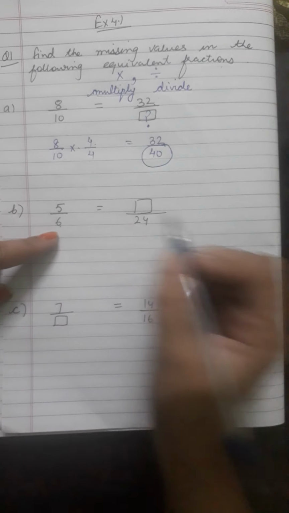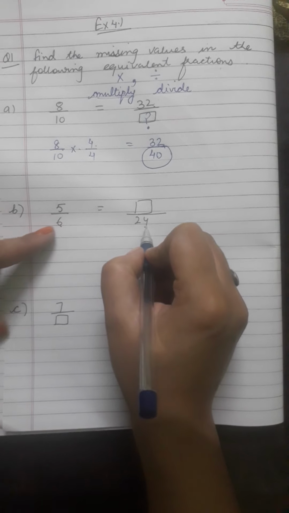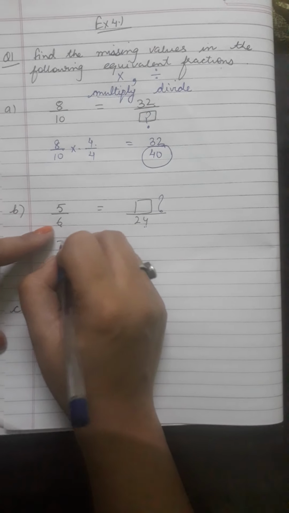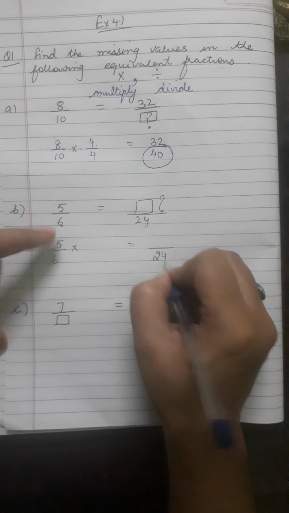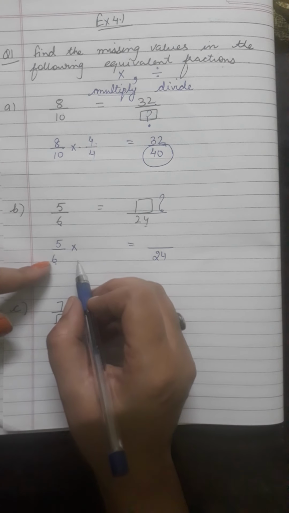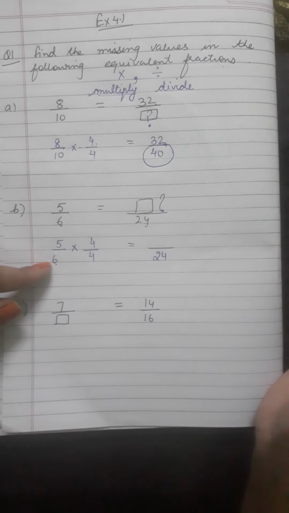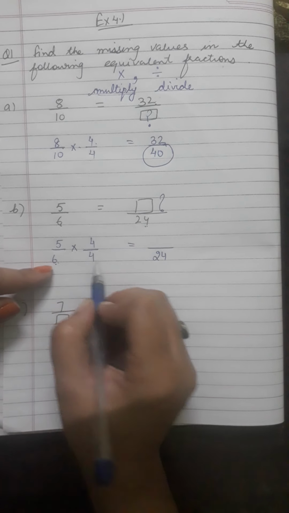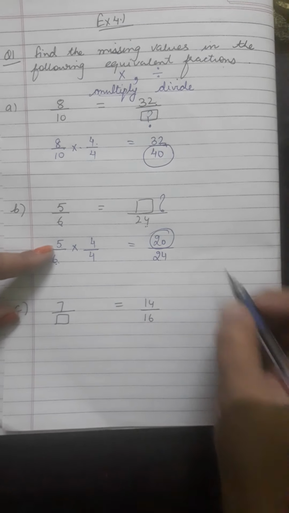Now similarly we will do our B part. 5 by 6 is there and down here it is written 24. Here it is a smaller number, here it is a bigger number, so it means we have to multiply. But we don't know by which number. Now the table of 6. 6 ones are 6, 6 twos are 12, 6 threes are 18 and 6 fours are 24. So up and down by the same number. 6 fours are 24 and 5 fours are 20. So what will come here?